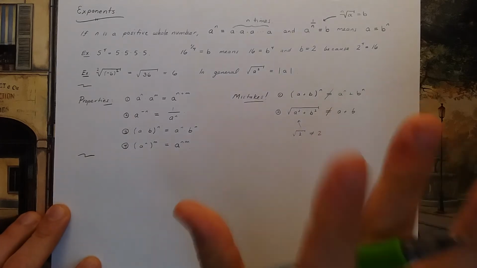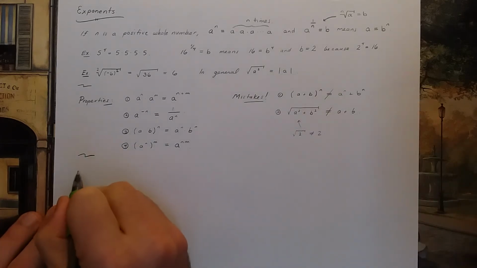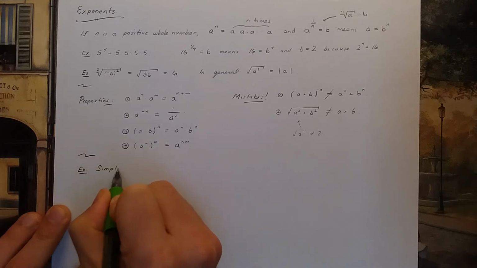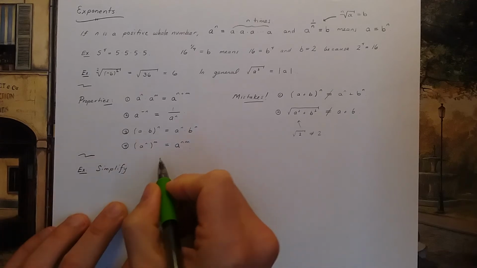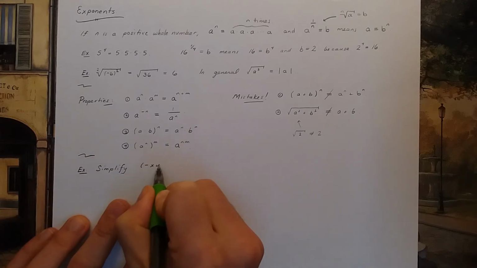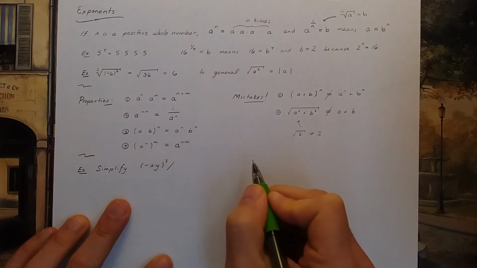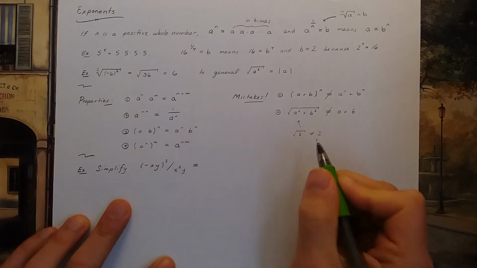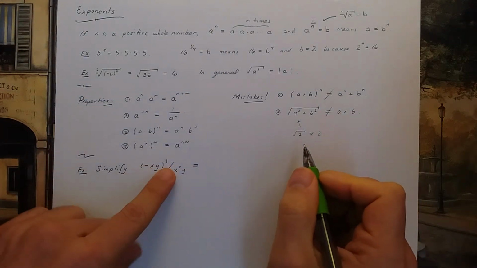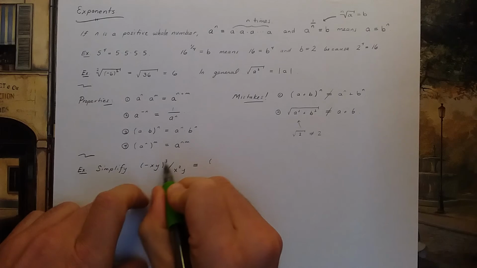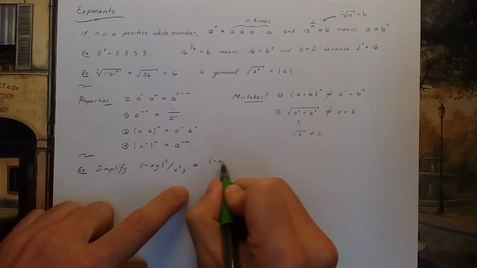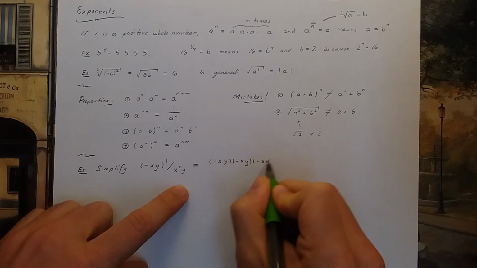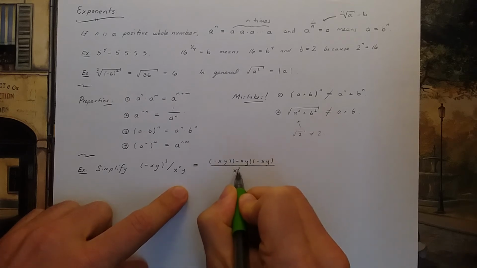Okay, let's end this video with a couple of examples in simplifying exponents. So let's simplify negative xy to the third power divided by x squared y. So going back to what it means to raise something to a power, this third power means I multiply negative xy with itself 3 times. Then I'm going to divide by x squared y.